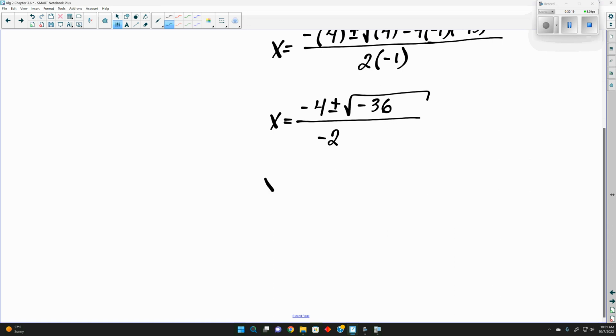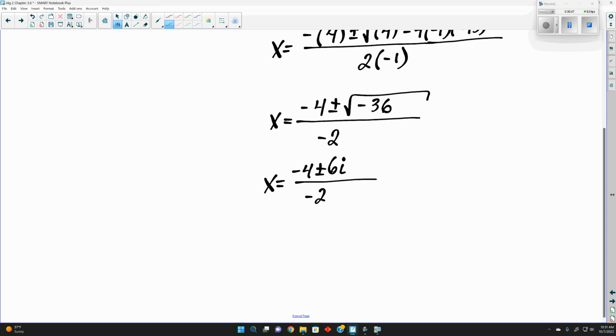But we know at this point here, x is equal to negative 4 plus or minus, and we have negative 2. With negative 36, the negative is going to come out as i, yes? Which leaves us with what? The square root of 36, which is 6. So the square root of negative 36 is 6i. Questions on this here?